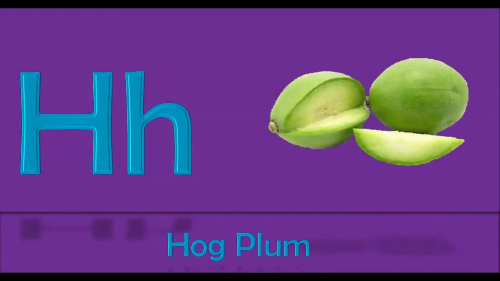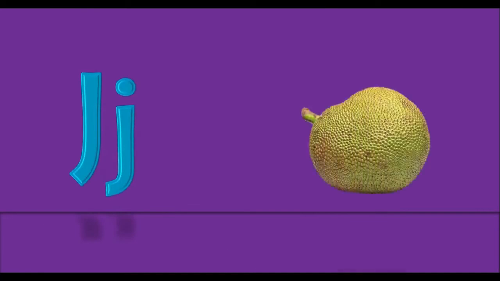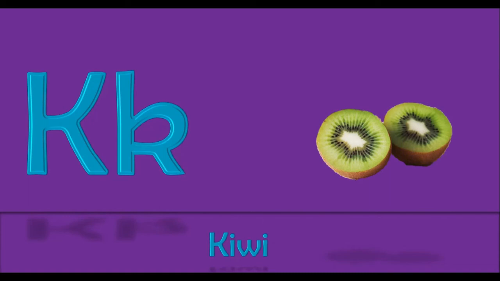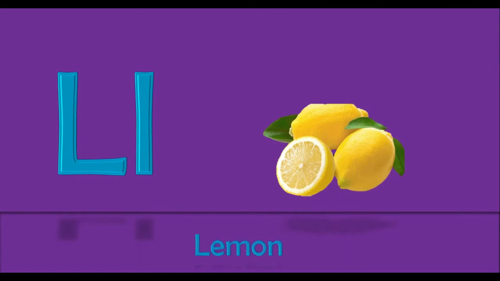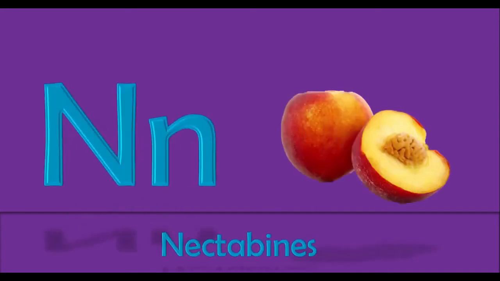H for hog plum. I for eater plum. J for jackfruit. K for kiwi. L for lemon. M for mango. N for nectar beans.